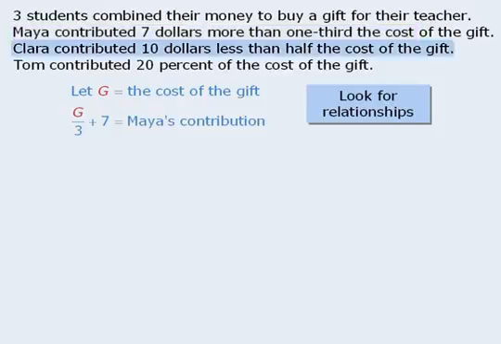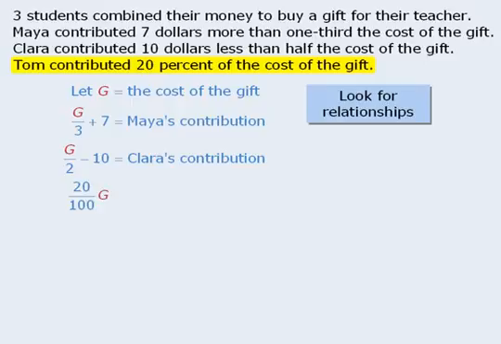Now let's deal with Clara, who contributed $10 less than half the cost of the gift. So first, let's write G over 2 to represent half the cost of the gift, and then we will subtract 10 from this to get Clara's contribution. Finally, if Tom contributed 20% of the cost of the gift, we can say that 20 over 100 times G is equal to Tom's contribution. Okay, that's enough practice assigning variables.